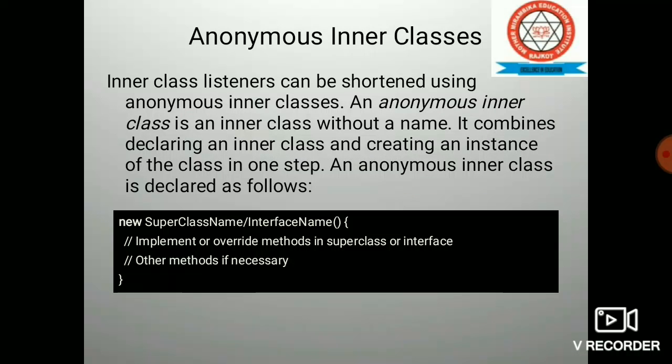Inner class listeners can be shortened using an anonymous inner class. An anonymous inner class is an inner class without a name. It combines declaring an inner class and creating an instance of the class in one step. The basic general syntax is given: the new keyword is used, then the superclass name or interface name, then the body of the class.